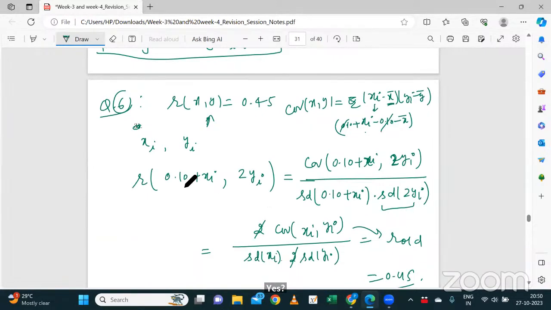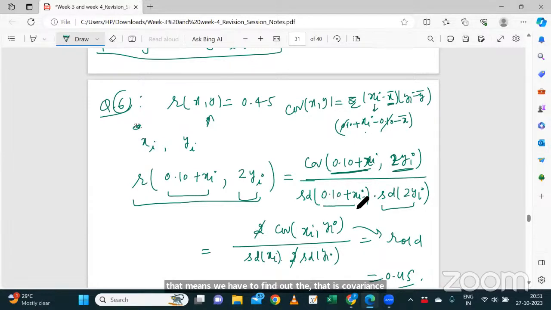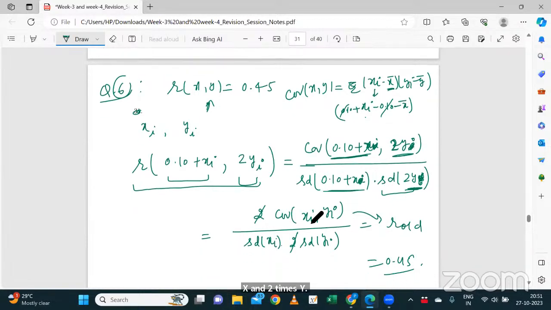Okay. So we have to find the correlation coefficient when 0.10 is added to each old observation xi and each observation of yi is doubled. That means we have to find the covariance between these, and the standard deviation of 0.10 plus xi and 2 times yi. Basically, it should be y rather than yi, because here we are talking about each random variable. For simplicity I have written it this way.